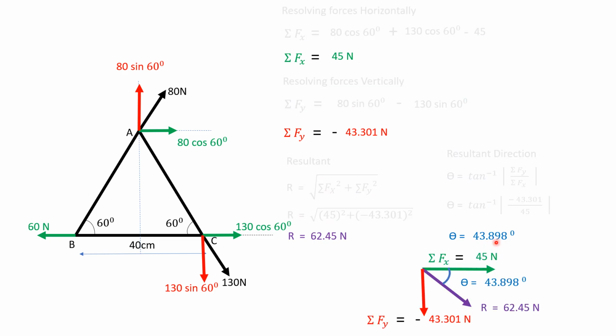Now, based on summation Fx and summation Fy value, we know in which quadrant the resultant is. Summation Fx is positive, summation Fy is negative. So the resultant is in the fourth quadrant and it is making an angle of 43.898 degrees and having a magnitude of 62.45 newtons.